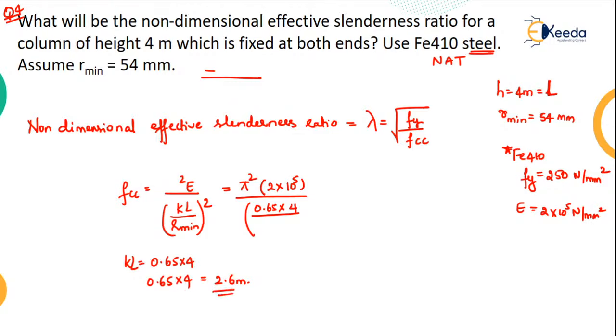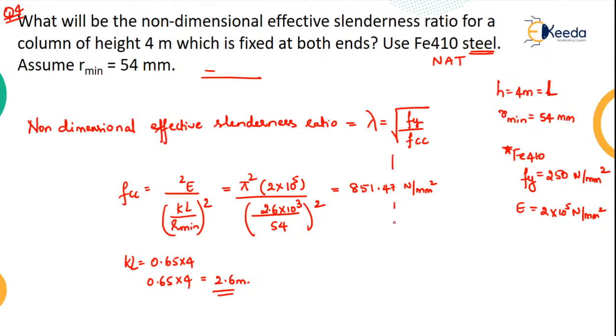So let me write directly 2.6 into 10 power 3. Why? Because this is in meter and I want to convert it into mm because I'm putting everything in mm. So this is also 54 whole square. Done. So how much will this value come up to? 851.47 Newton per mm square.